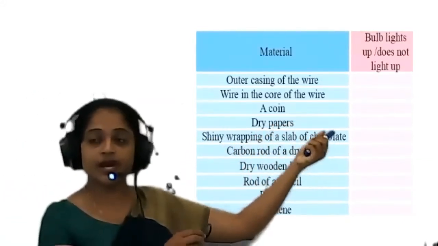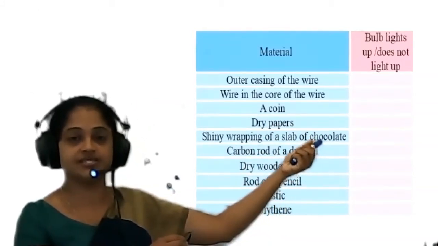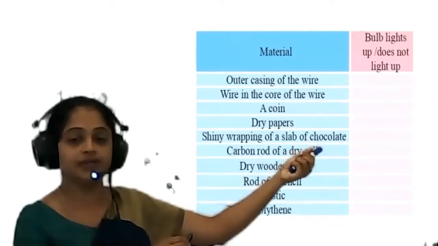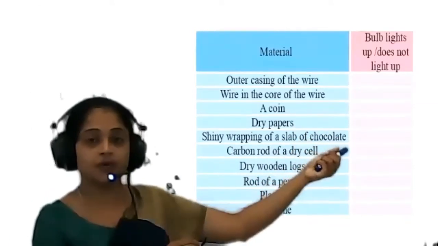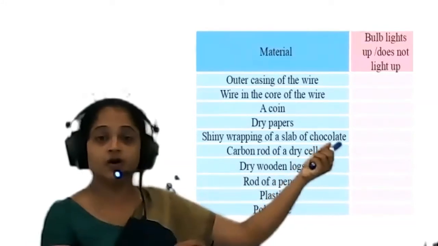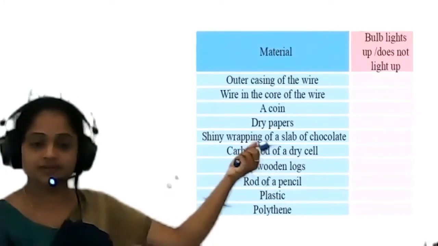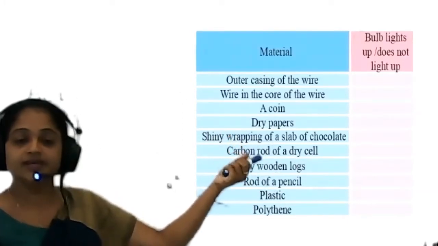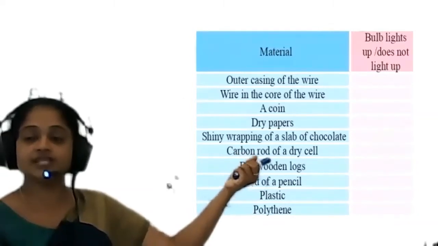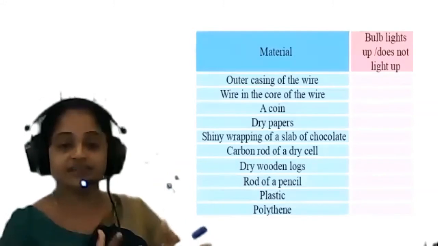In this table, you have to tabulate your observations. What are the observations you have to tabulate? Bulb lights up or does not light, right? That's the observation that you have to tabulate. Next one, a coin. Dry papers, especially we have to use dry papers in here. Next one is shiny wrapping of a slab of chocolate. That means the chocolate cover, the shiny wrapping.